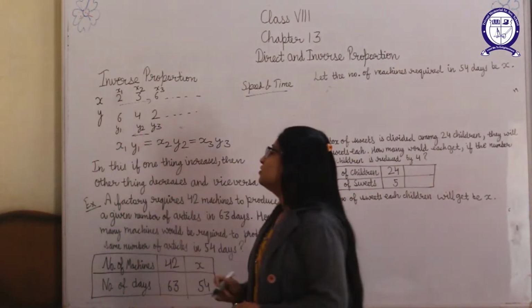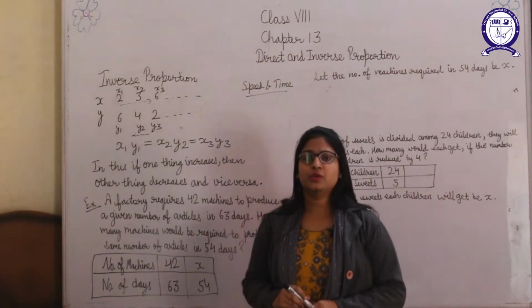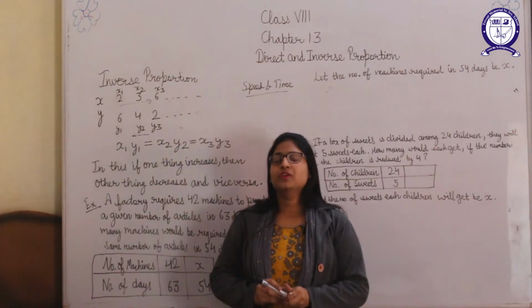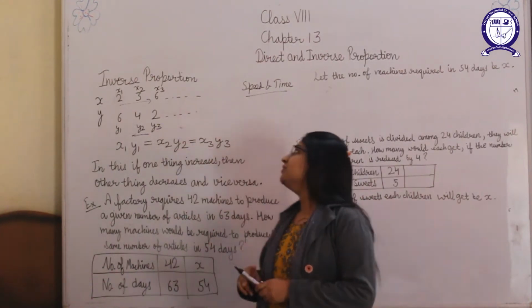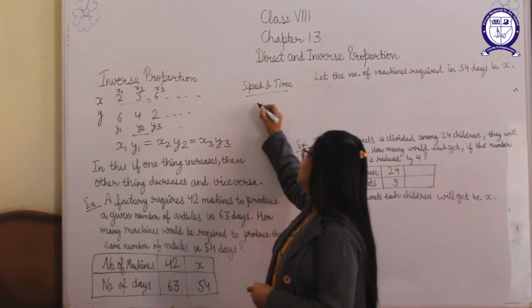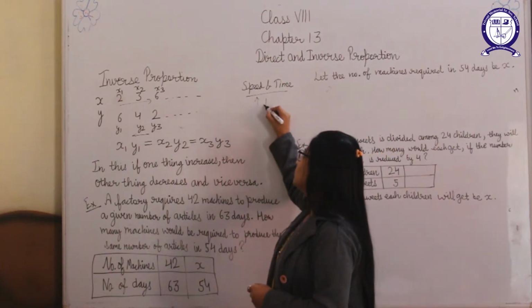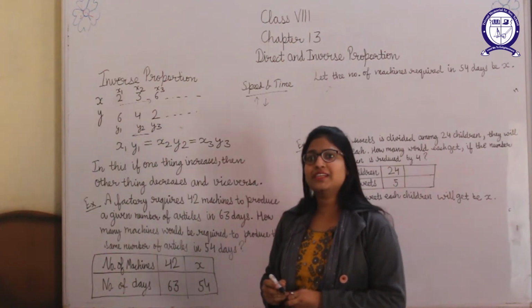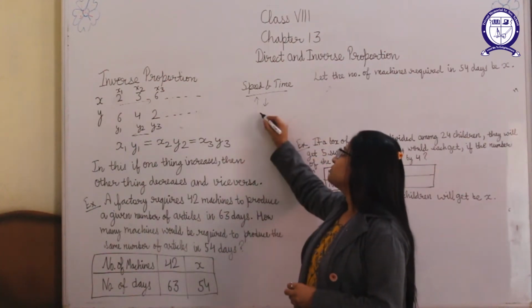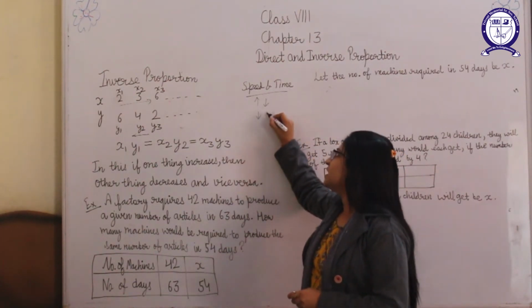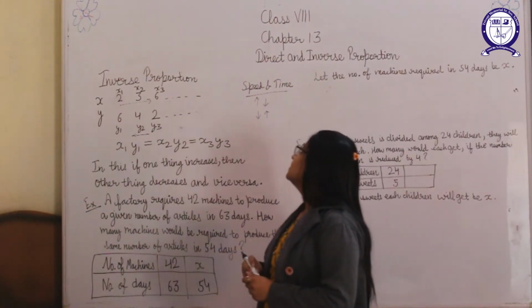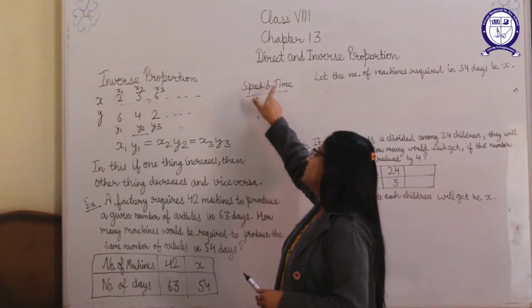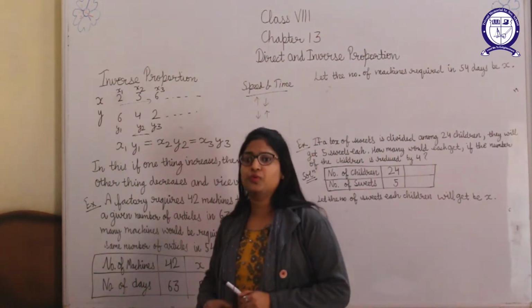Students, what kind of things have inverse proportion with them? Suppose you have to cover a certain distance. If your speed is higher, then it will take less time to cover that distance, right? But if the speed is less, it will take more time for you to cover that distance, right? It means between speed and time there is inverse proportion.